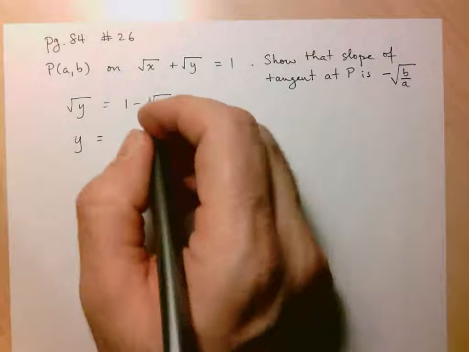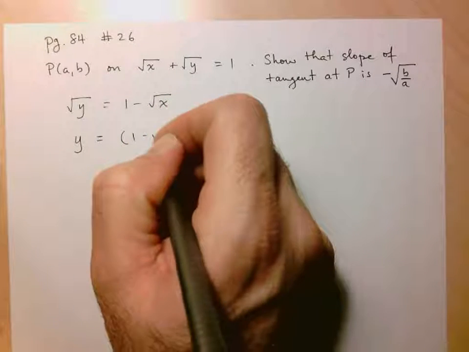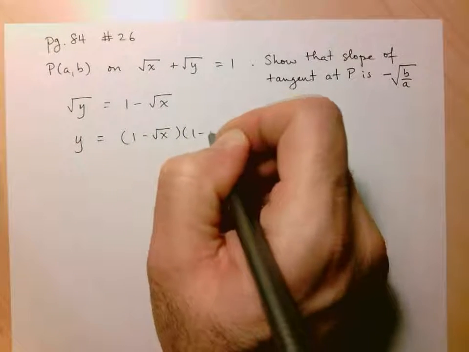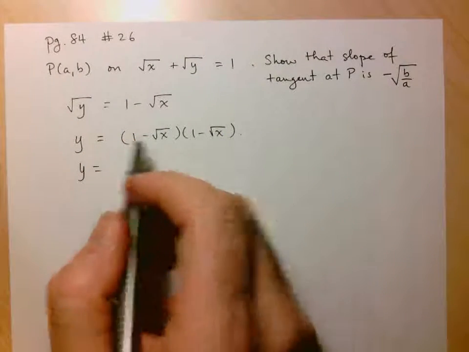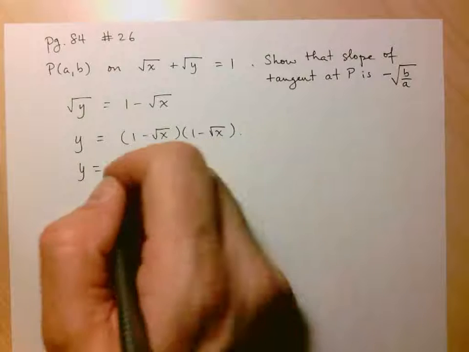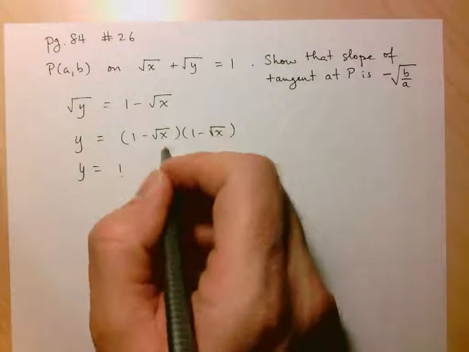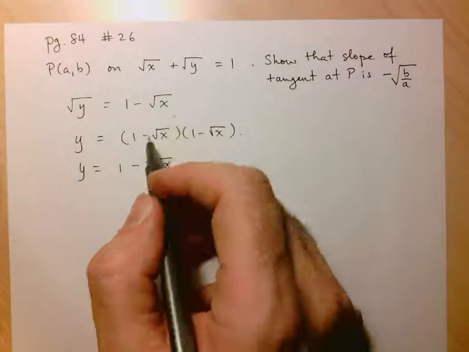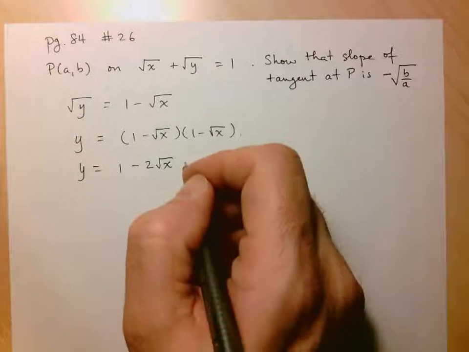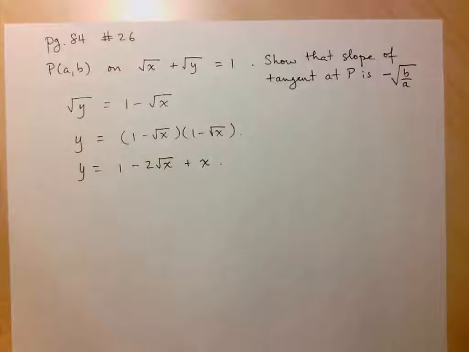Now let's square the right-hand side. So we have 1 minus root x times 1 minus root x, since I'm squaring it. Let's simplify this; we'll just FOIL it. 1, minus root x minus another root x, so minus 2 root x. Then negative root x times negative root x is just plus x.